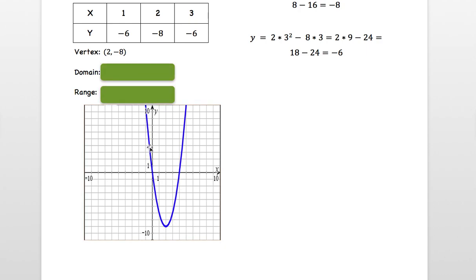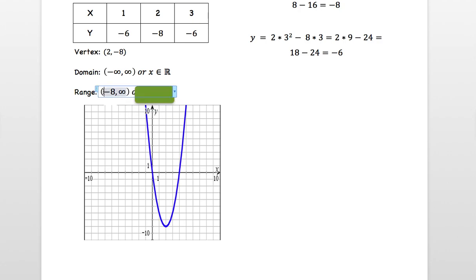But if you recall, as this graph keeps going up, it's also going to keep spreading out on your domain. So we can say that the domain, which is all your possible x values, goes from negative infinity to positive infinity. Or we can also say that x includes all real numbers. And then the range, that's all possible y values. Our lowest y value is negative 8, and our highest y value is positive infinity. So we'll say negative 8 to positive infinity.